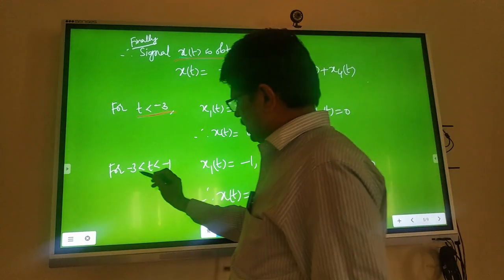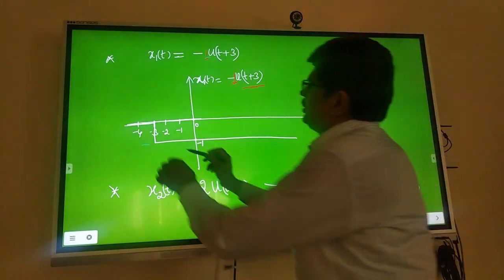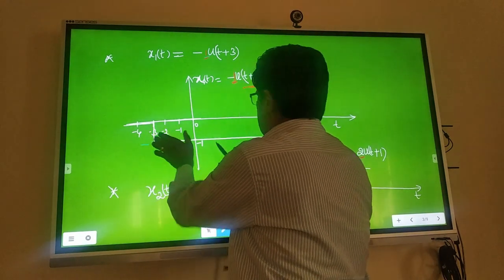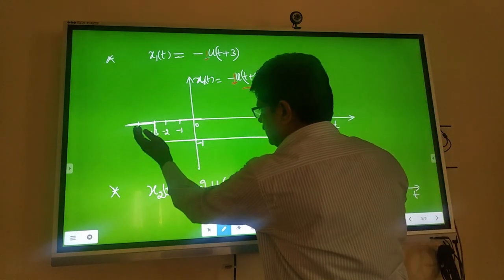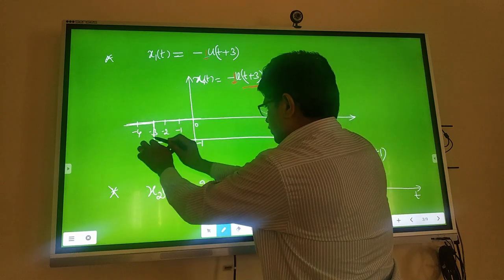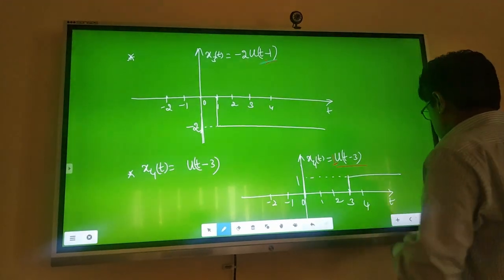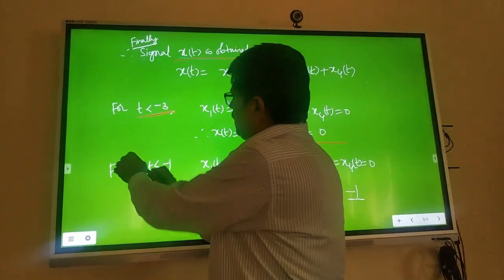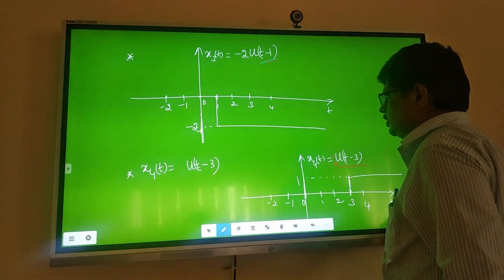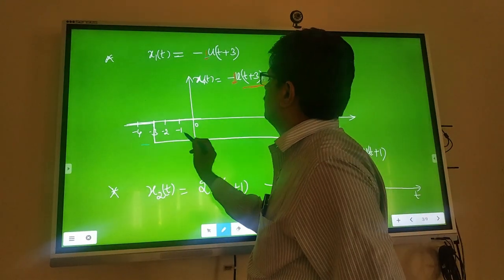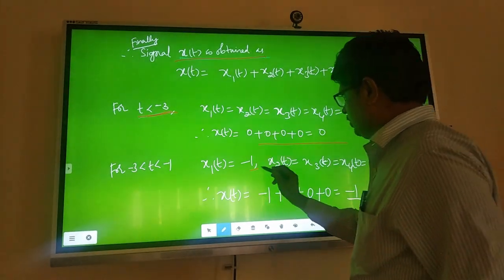Now, next is t greater than minus 3 and t less than minus 1. See the graph and do it. What is the next signal that starts? The next signal starts at minus 1. So t from this side to this side, the rest has started here only. Therefore, for t greater than minus 3 and less than minus 1, x1(t) is minus 1. See this? x1(t) from here to here, what is the value? x1(t) value is minus 1. That's why I am writing minus 1.